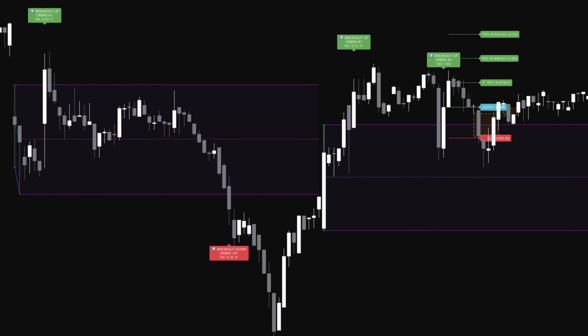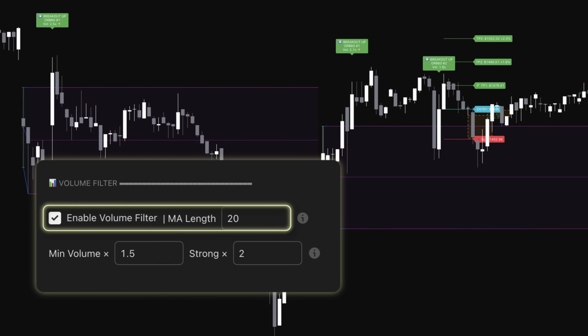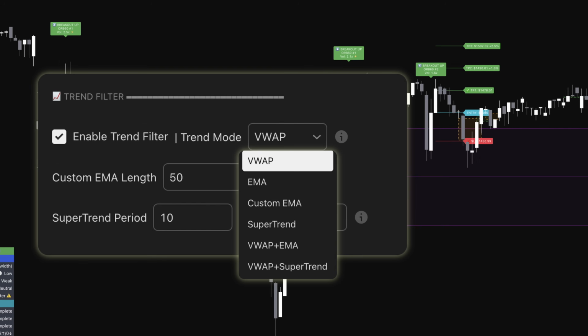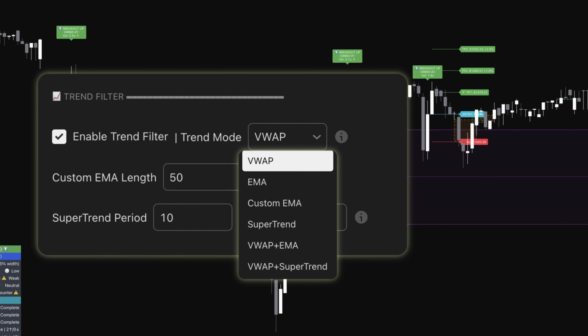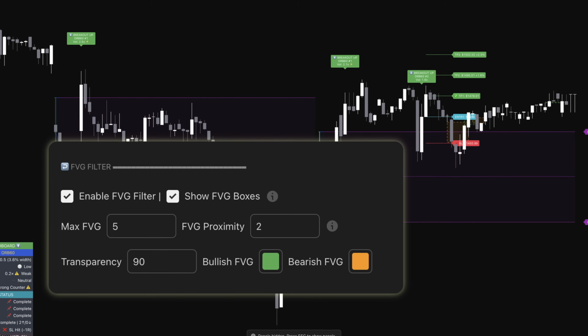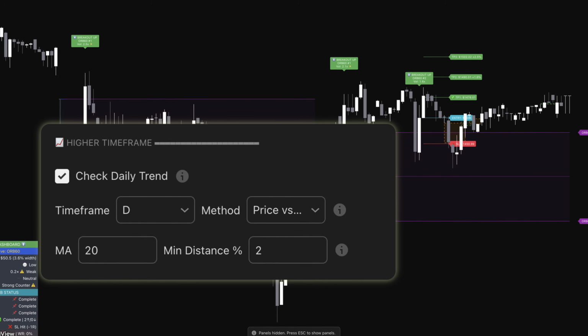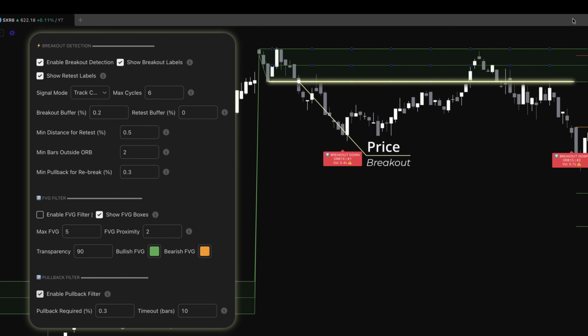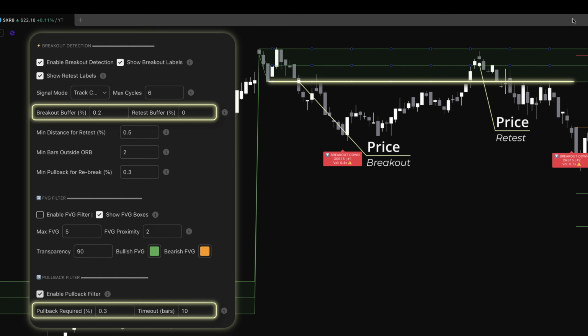It integrates multiple confirmation layers, including volume analysis comparing current activity against moving averages, trend filters using VWAP, EMA, supertrend or combinations, fair value gap detection for momentum confirmation, and higher timeframe bias checking to validate intraday moves against daily or weekly trends. When price closes beyond an ORB boundary with configurable buffer percentage, the system registers a breakout and tracks subsequent retest cycles, where price returns to test the original range.